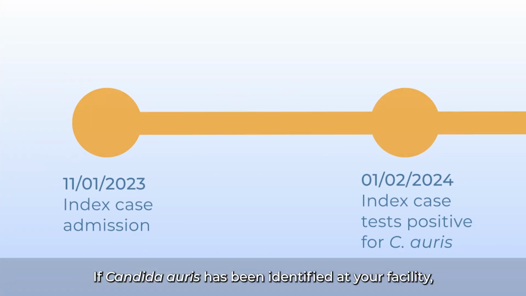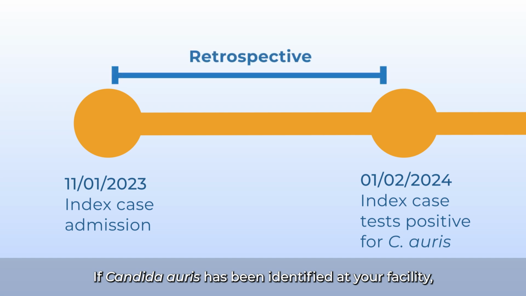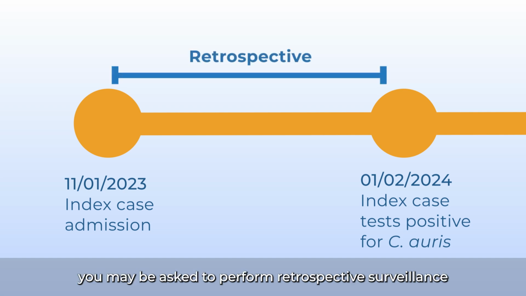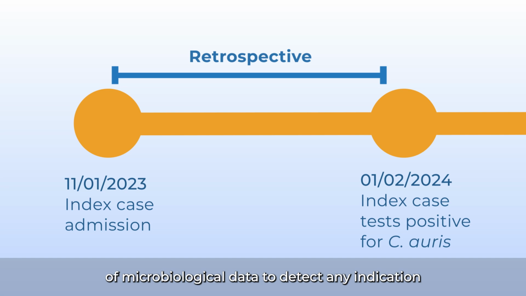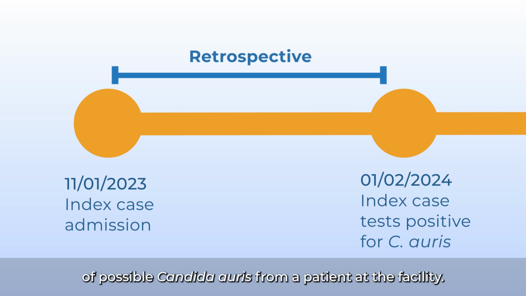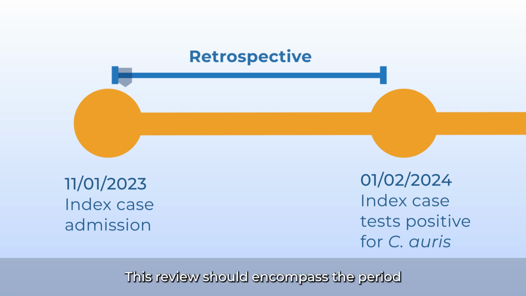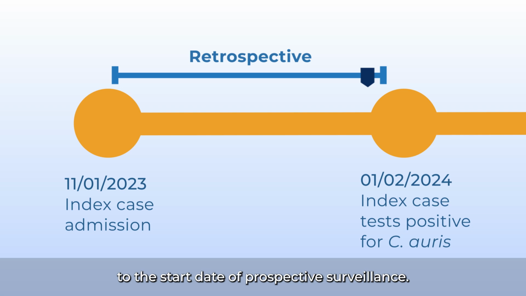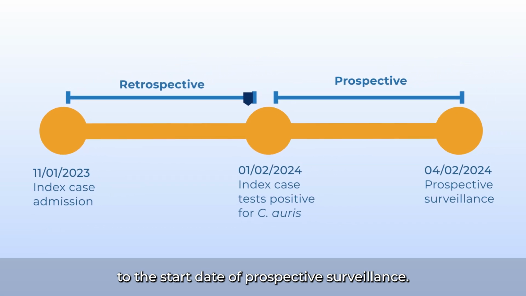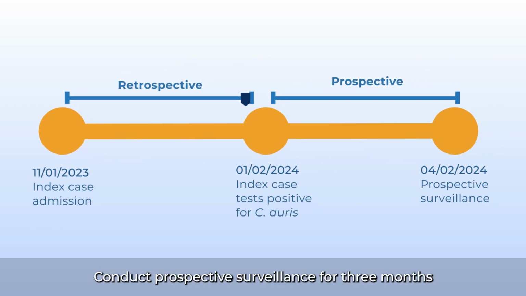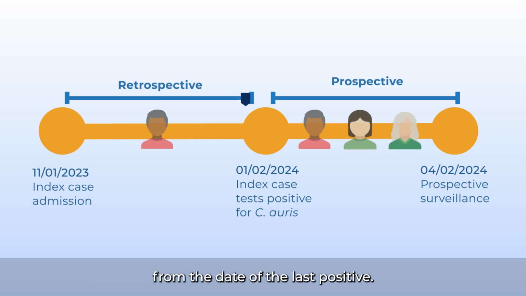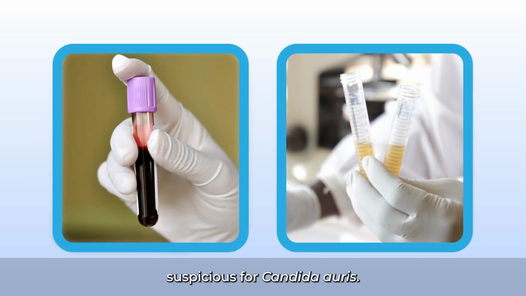If Candida auris has been identified at your facility, you may be asked to perform retrospective surveillance of microbiological data to detect any indication of possible Candida auris from a patient at the facility. This review should encompass the period from the initial admission of the index case to the start date of prospective surveillance. Conduct prospective surveillance for 3 months from the date of the last positive. Track and report any specimens suspicious for Candida auris.